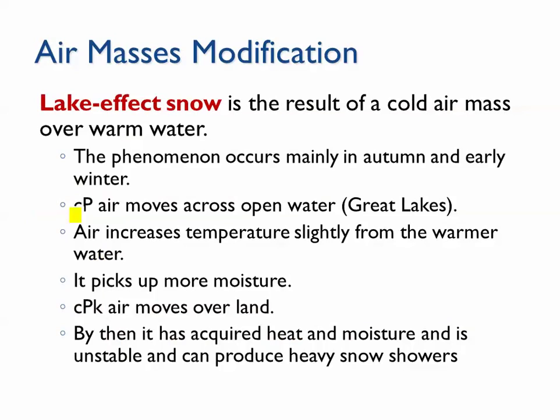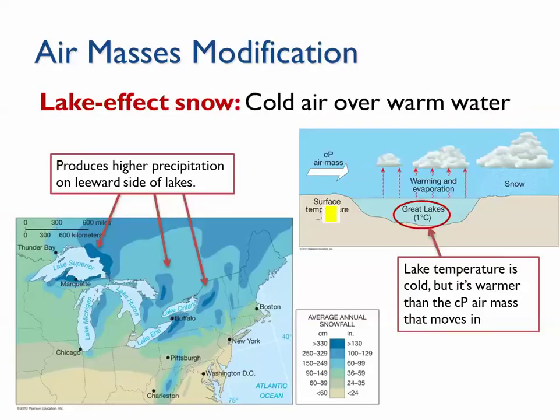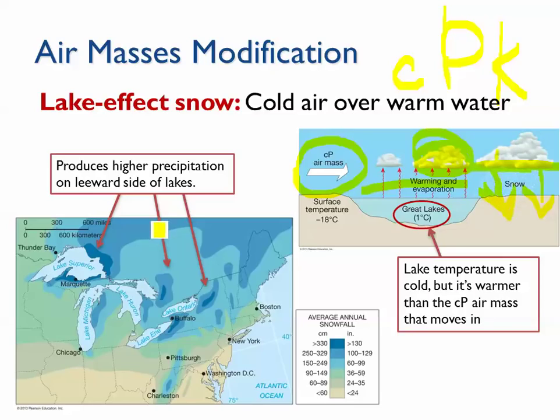So last example, lake effect snow. We have a continental polar air mass moving across open water. And let's go to the next slide. So here's our continental polar air mass moving over warm water, causing evaporation. Now this air is warmer, it's really moist, and by the time it hits this side of the lake, it's going to dump a lot of heavy snow. So this is a great example of a CP air mass moving over the lakes, becoming a CPK air mass. It's gathered up a lot more heat energy and more moisture, and now when it moves over the land, it's going to produce snow.